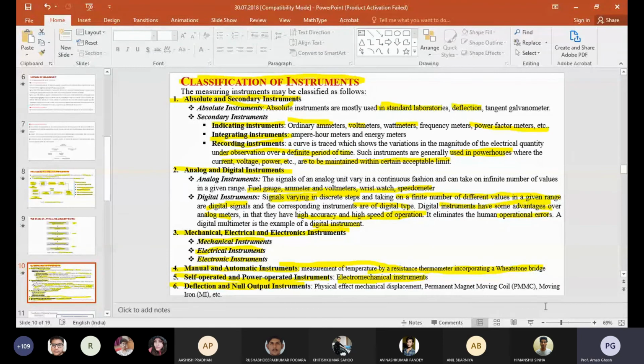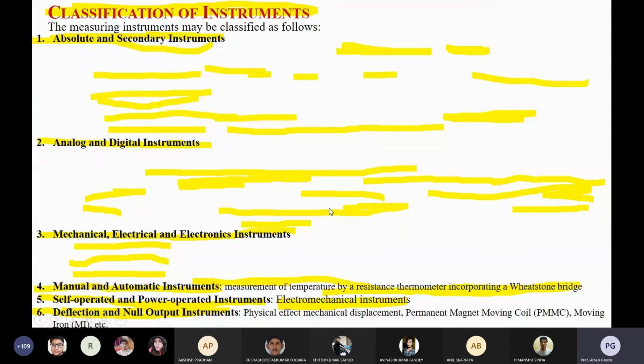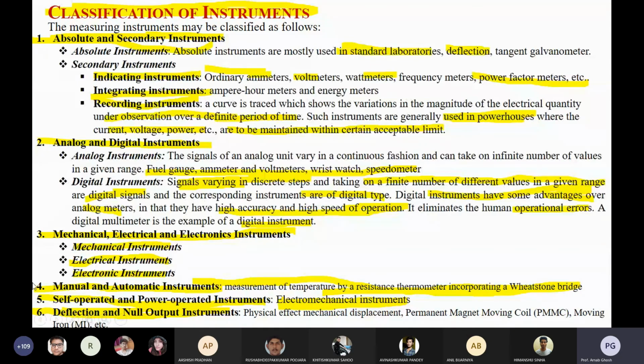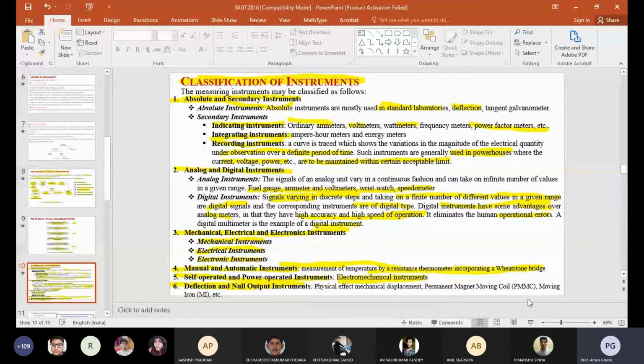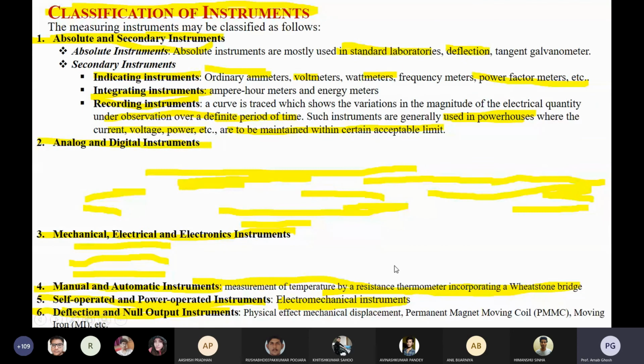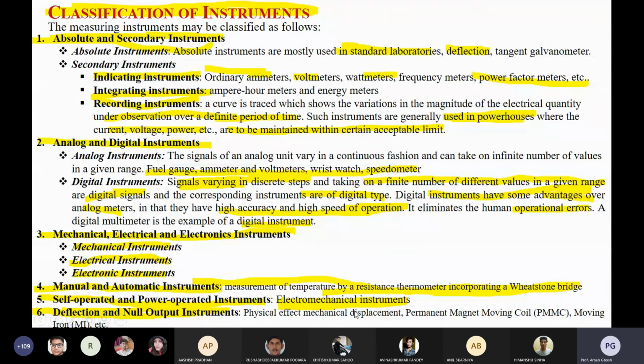So what is deflection? Deflecting instruments and null detection. Normally mechanical displacements are there for the pointer, and permanent magnet moving coils, PMMCs, are used for the deflection purpose. Current flows through the PMMC, which I will discuss in the electromechanical devices class, next to next class. That portion is related to current flowing through this path, and the pointer is connected directly to the aluminum frame, so the pointer deflects. Moving iron elements are also examples of deflection and null output instruments.